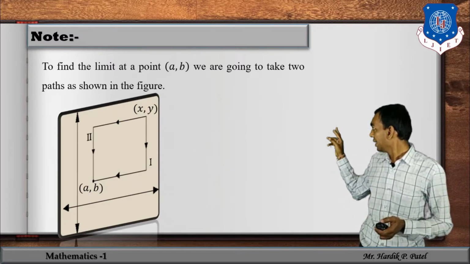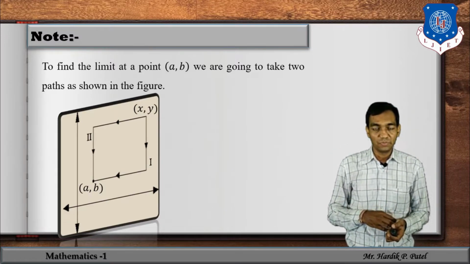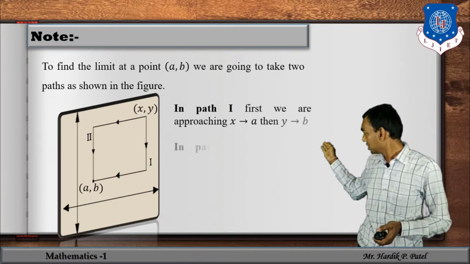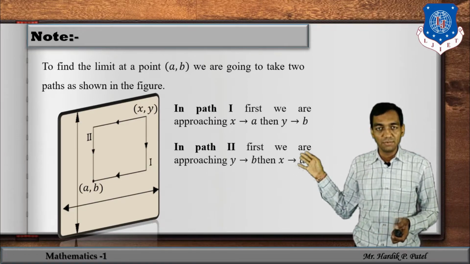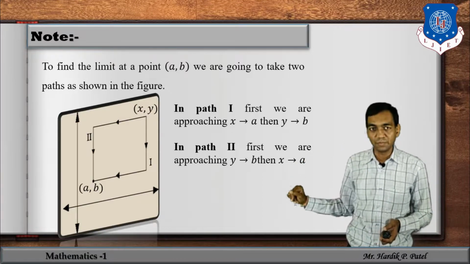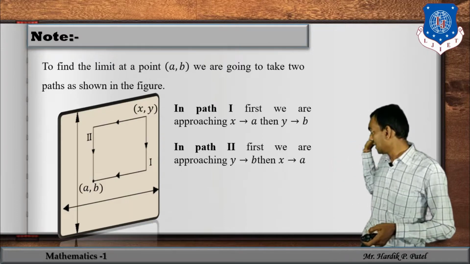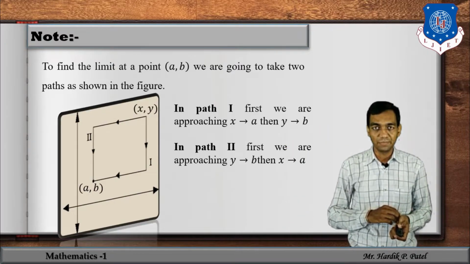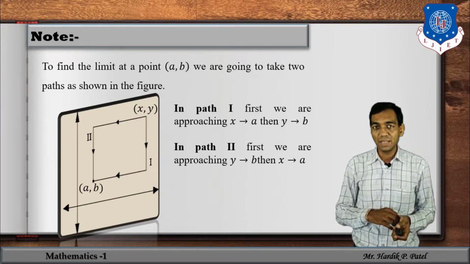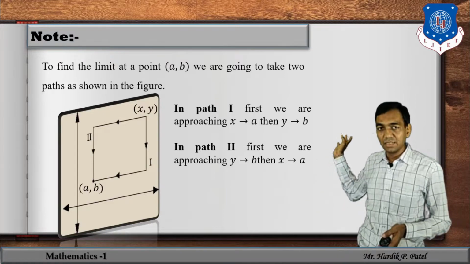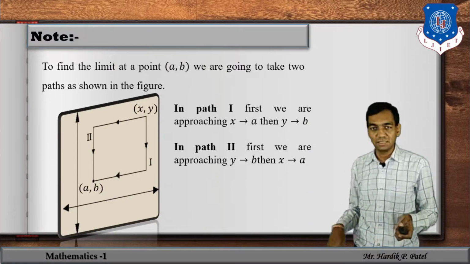Suppose we are finding the limit at a point (a, b), and for that we are going to take two paths as shown in the figure. Path 1, where first x approaches a and then y approaches b. In the second path, first y approaches b, then secondly x approaches a. That means you are applying the limit where first x tends to a, then y tends to b, and secondly first y tends to b, then x tends to a.